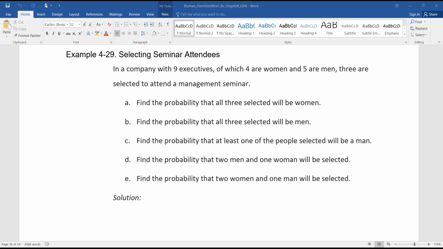So we have in a company 9 executives, 4 women, 5 men. If 3 are selected to be my president, vice president, and secretary, then if I select Charlie to be my president, he cannot be vice president and secretary. But here I'm just selecting 3 people to go to a seminar. It doesn't matter if I choose you first or if I choose you third, you're still going to the same seminar.